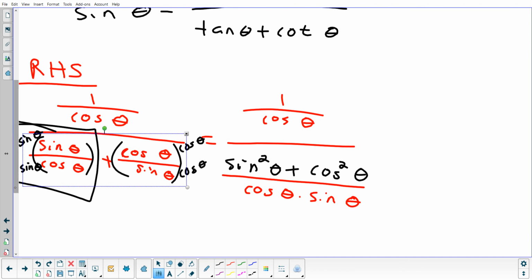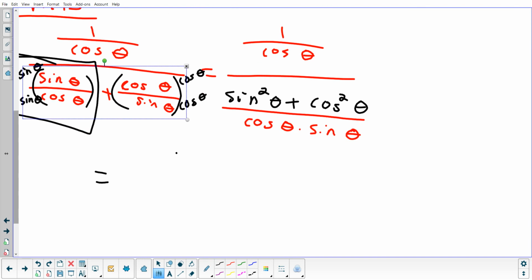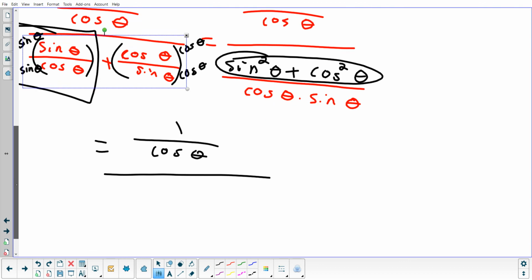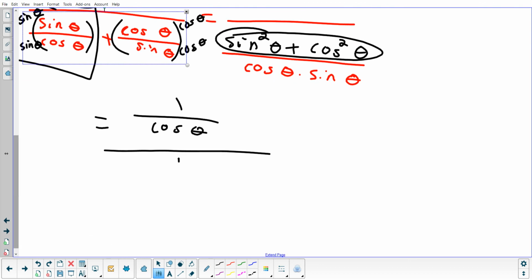All right. So we've got that part. Again, copy the top over. Not doing anything with that. But look at the bottom. Does anybody see something that simplifies in the bottom? And it's something we've done. Yep. The sine squared of theta plus cosine squared. What happens to sine squared plus cosine squared? It equals 1.